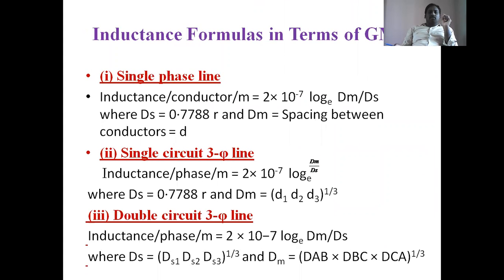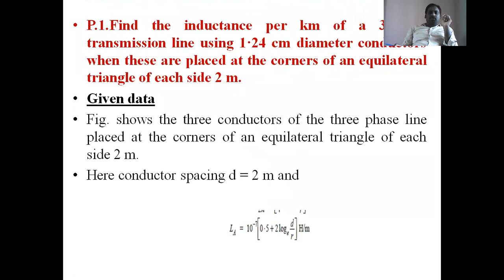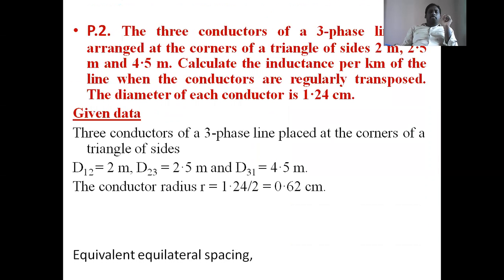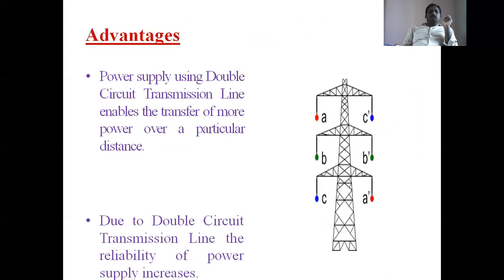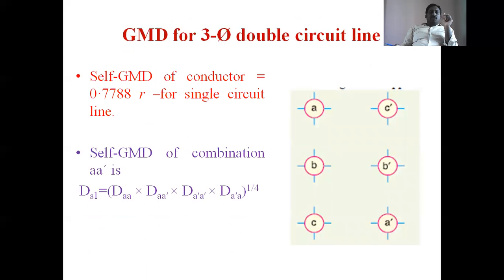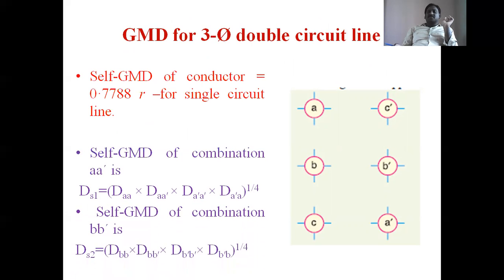That is the reason why I am taken here. So anyway, for the self GMD calculation, first we have to calculate DS1 like this. After that, the self GMD of a combination BB dash is like this: DBB into DBB dash, DB dash B, DB dash B dash, where DAA, DBB is nothing but the distance between the conductors. A means conductor, A dash means second conductor in A phase. Like that we have to calculate.